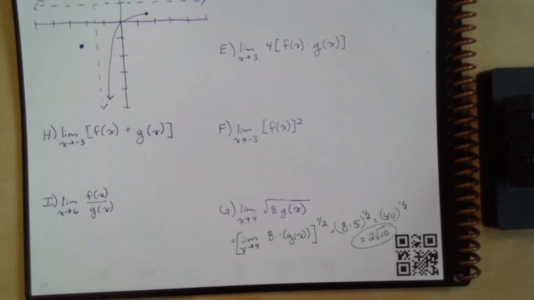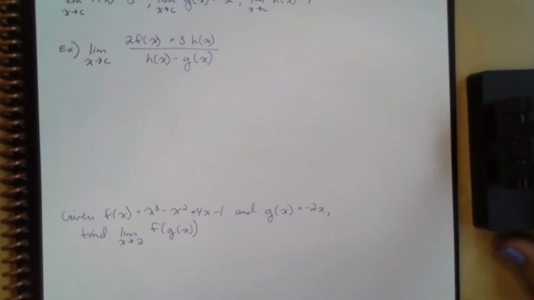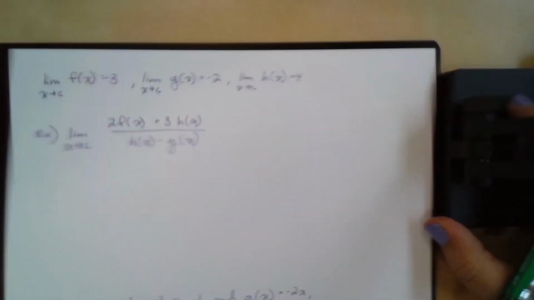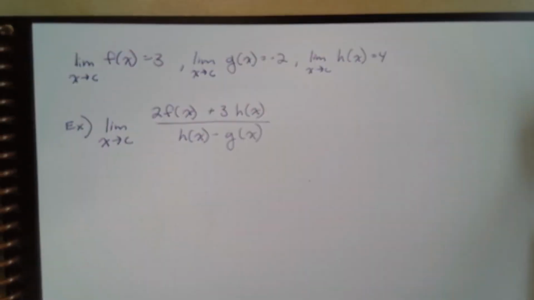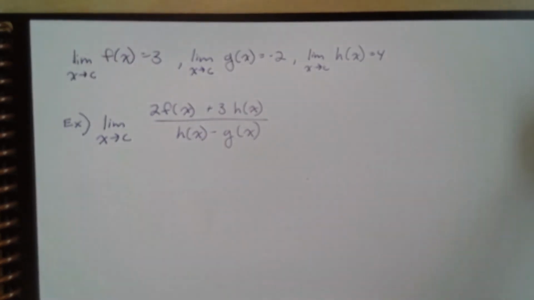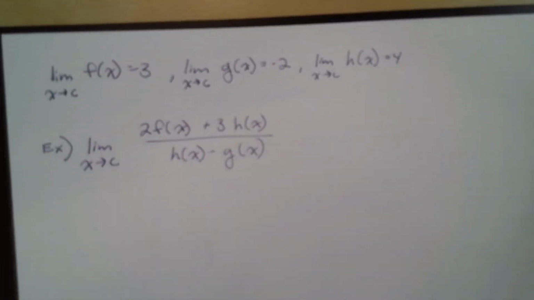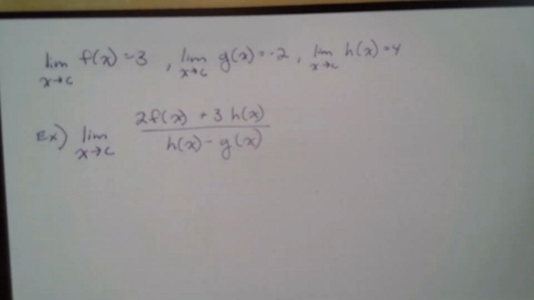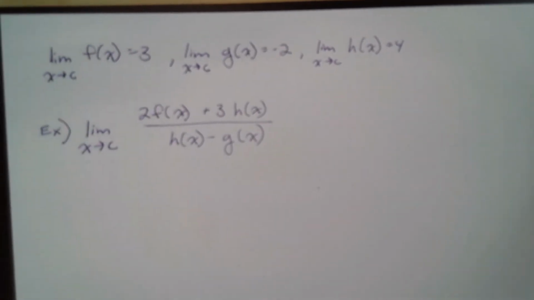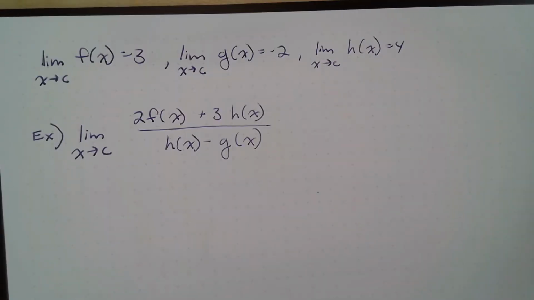But hopefully you kind of get the idea of what these look like. So let's talk, and we can go over more in class if we need to. Let's talk some more about these types of problems. Now, what if we're not given a graph here? We're given just the limit as x approaches c of f of x equals 3. The limit as x approaches c of g of x equals negative 2, and the limit as x approaches c of h of x equals 4.